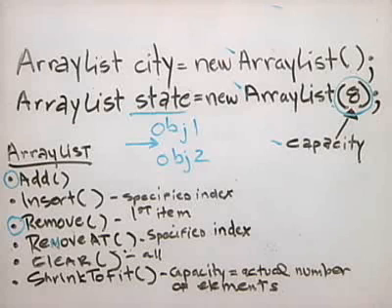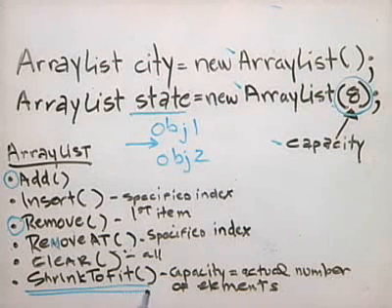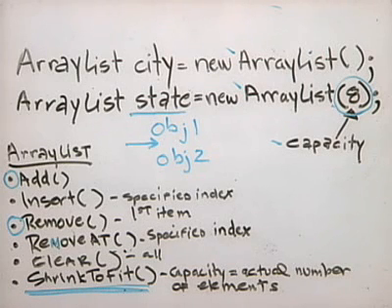Clear allows you to clear all of the elements of an array list. And TrimToSize is a nice method. It allows you to have more control over the capacity. What it will do is set your capacity equal to the actual number of elements that you have.